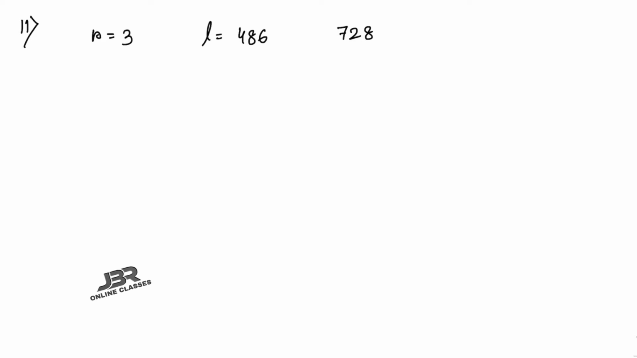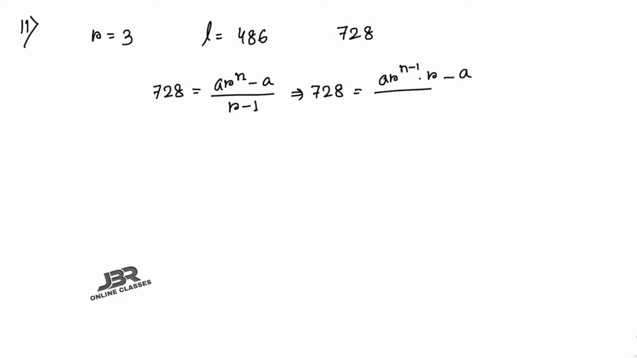So in that case, as 728, you can write down a r to the power n minus a divided by r minus 1. Okay, so it means 728, you can write out this one as a r to the power n minus 1 into r minus a divided by r minus 1. And as a r to the power n minus 1, you can write down this one as L, so it becomes Lr minus a by r minus 1.